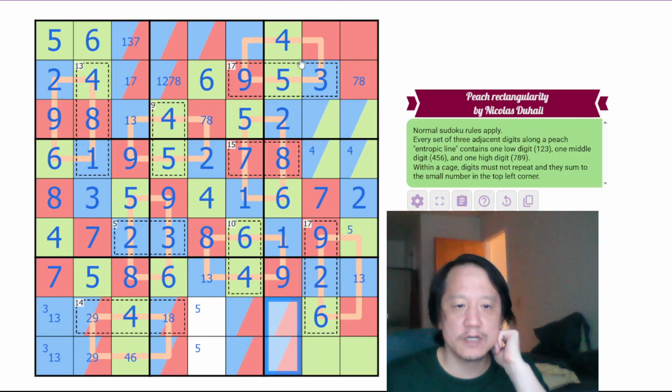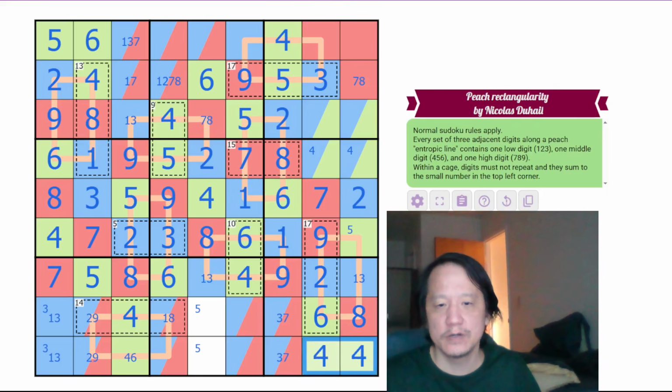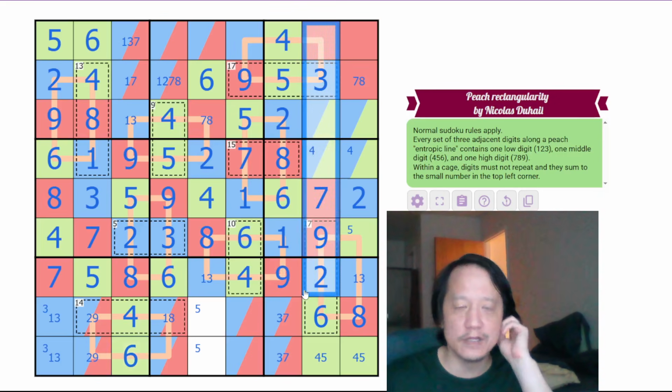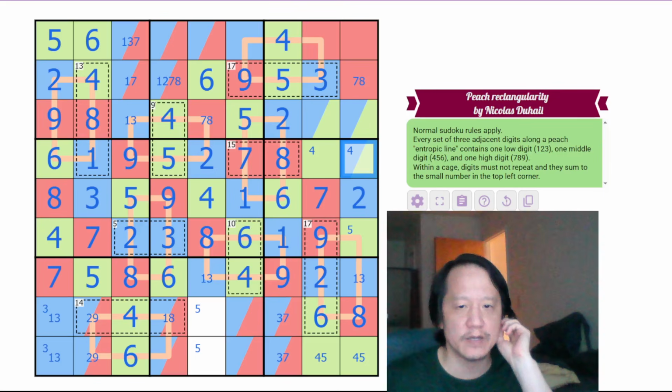Remaining digits in column 7 are 3 and 7 left. That leaves this as an 8. This becomes a 4, 5 pair here. 4 eliminates 4 here, so it's 6. Remaining low digit in column 8 is a 1. It can't be here, so this cannot be low. It's medium. This can't be medium.